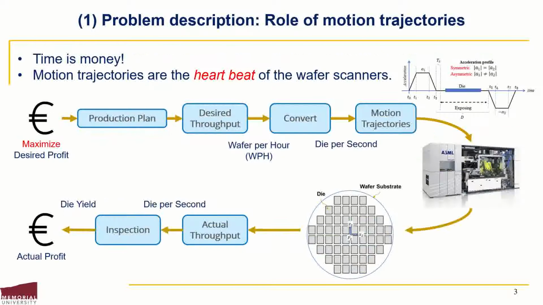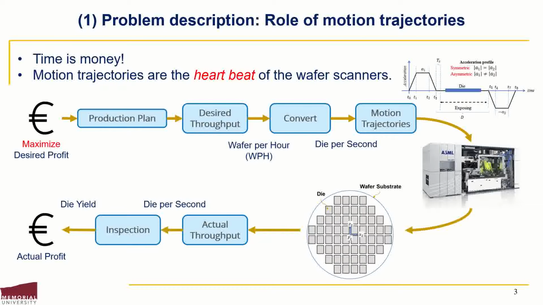Dealing with a commercial production manufacturing system, the notion of time is money is highly signified. Therefore, a wafer scanner must deal with high demand rates or desired throughput associated with a certain production plan that resulted from maximizing the desired profit margin. Usually, the demand rates are given in wafers per hour. However, in this study, we converted to the die level as dies per second to relate it to the motion trajectory generation. These motion trajectories function as the heartbeats of the wafer scanner and therefore affect the energy levels needed from various energy domains.